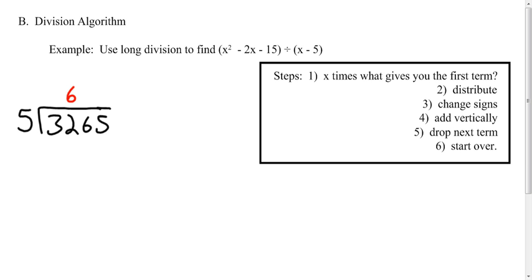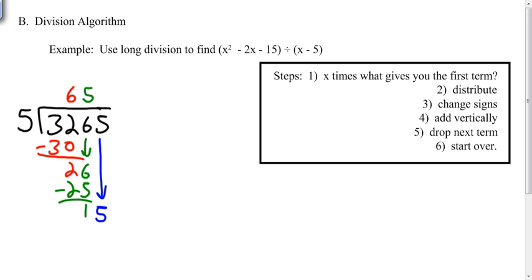Then we take 6 times 5 to get 30. 32 minus 30 becomes 2, sorry. Then we have to drop down the 6, and that leaves us with 26. 5 goes into 26 5 times. 5 times 5 is 25, and 26 minus 25 leaves us with 1. And we still have to drop down this 5. So 5 goes into 15 3 times. 3 times 5 is 15. 15 minus 15 is 0, which is good because that implies that there's no remainder.